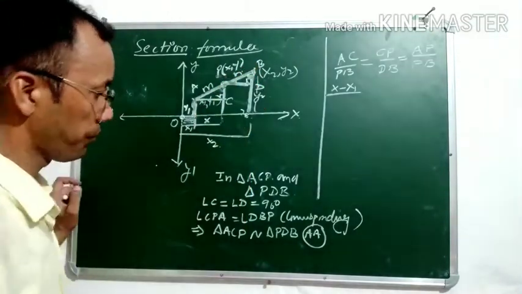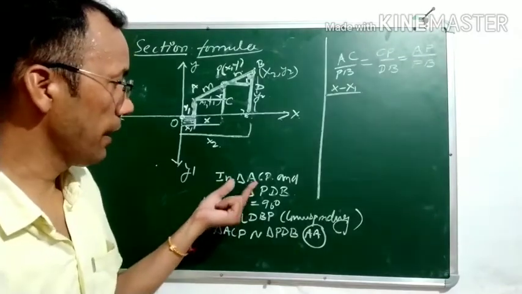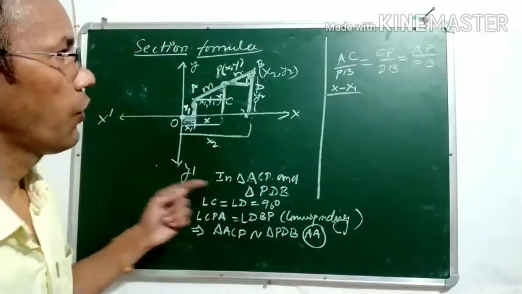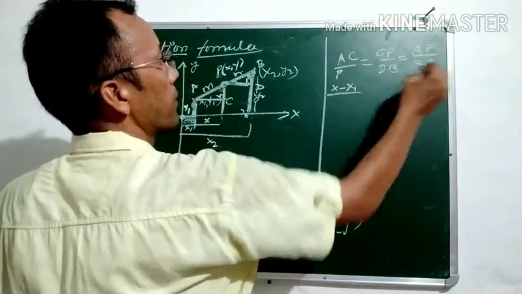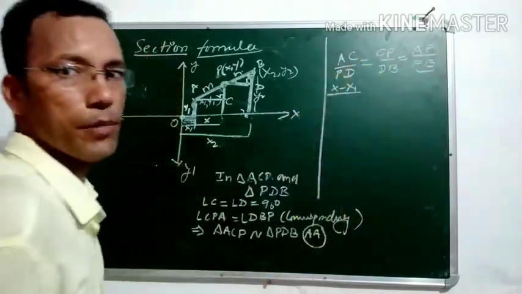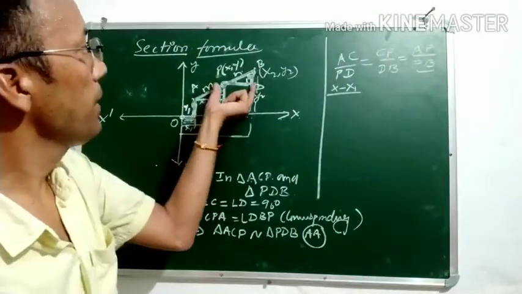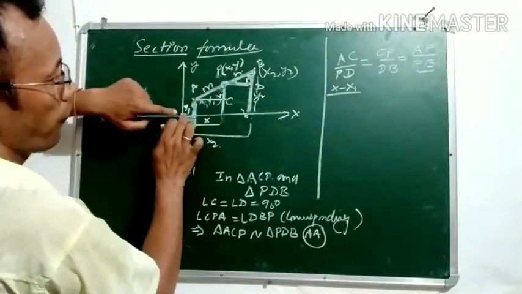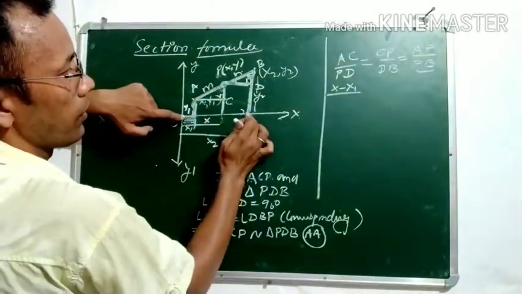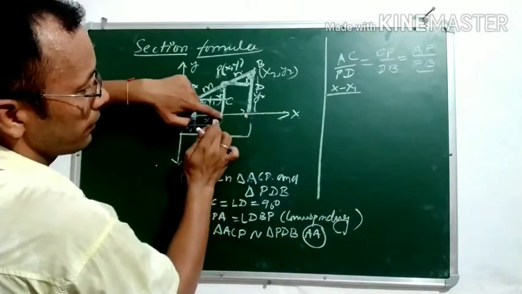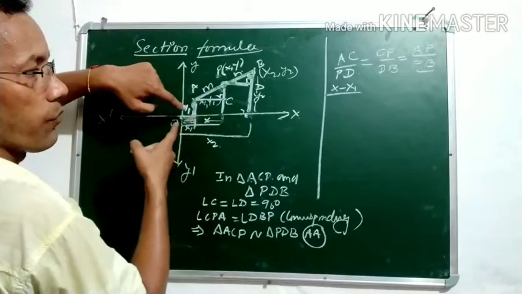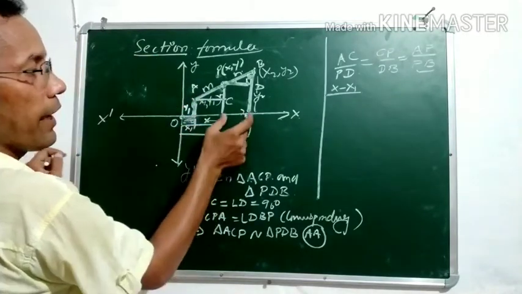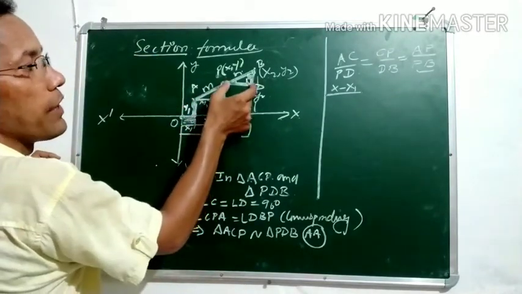Let's check again. AC upon PD, not PB. I'm sorry, this is PD. PB is here, this is PD. So what is PD? From here to here, this is x2, and here this is x1. If I eliminate x from x2, we will get PD.